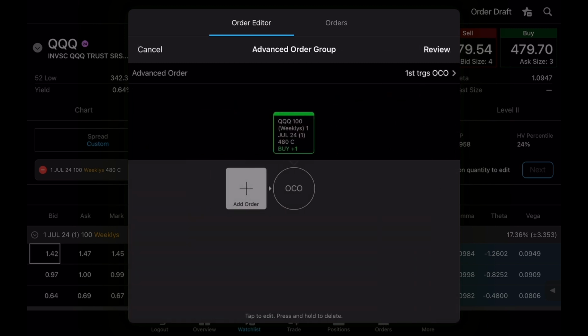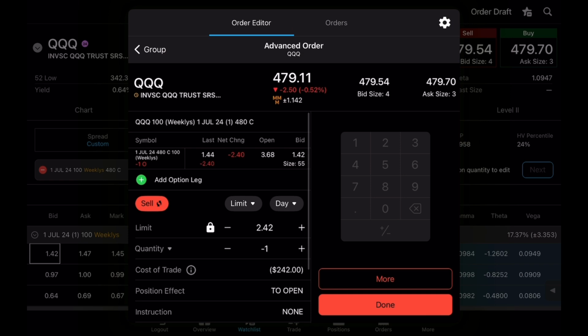Now on the left side, you guys see where it says add order and there's a plus symbol. This is going to be our take profit side. And then on the right side, it'll be our stop loss, stop limit, trail stop, whatever you choose. I'm going to go ahead and click the plus to add an order. And we're going to go ahead and click on it again. So we're going to go ahead and sell.